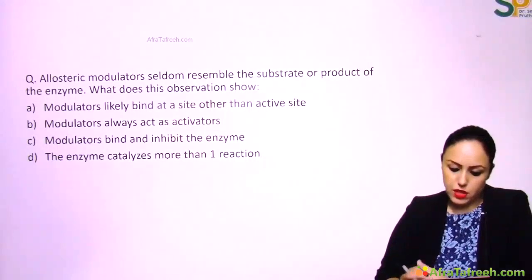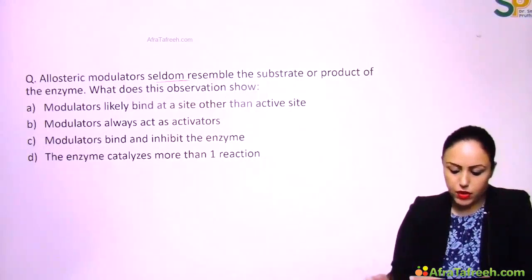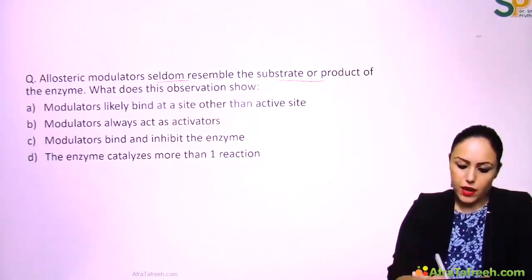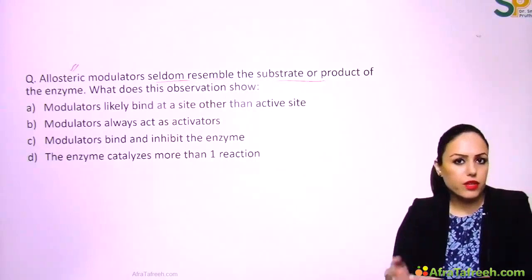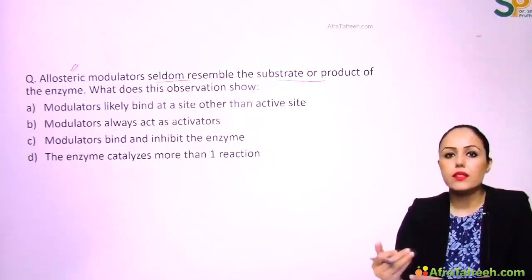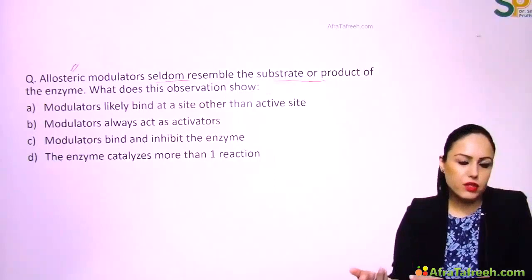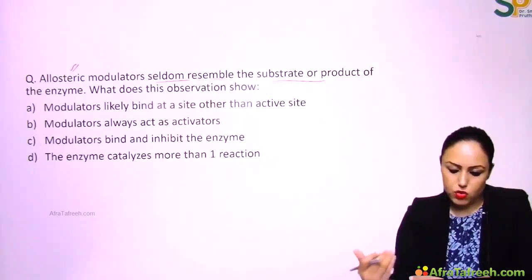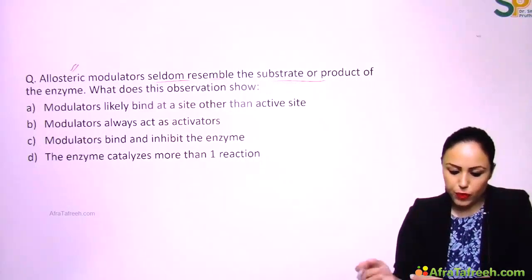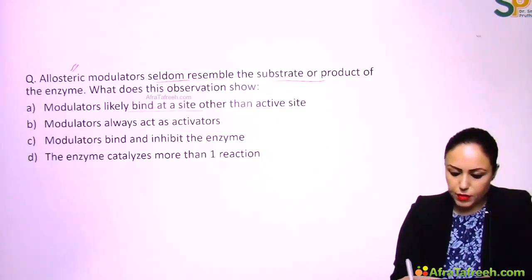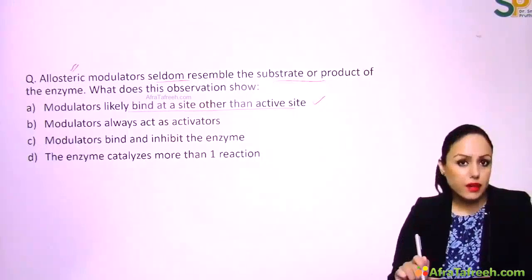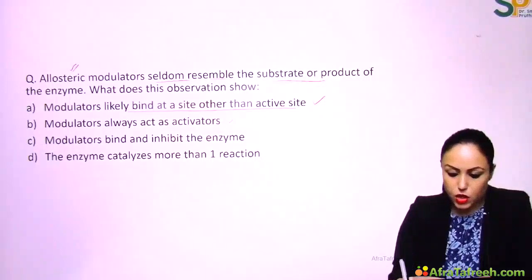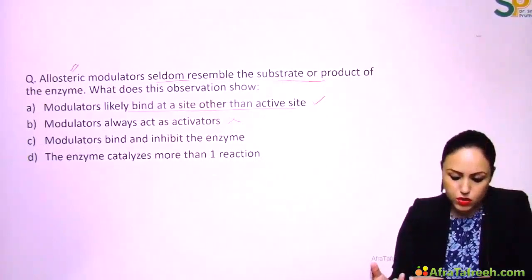Allosteric modulators rarely resemble the substrate or product of the enzyme. I told you allosteric modifiers, the activators or inhibitors, bind at a site different from the active site. So obviously they will not resemble the substrate, right? So what does this observation show? Option A, modulators likely bind at a site other than the active site. Correct. Option B, modulators always act as activators. No, they can act as inhibitors also.